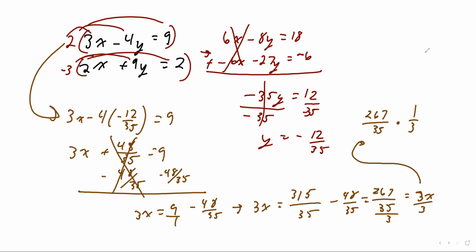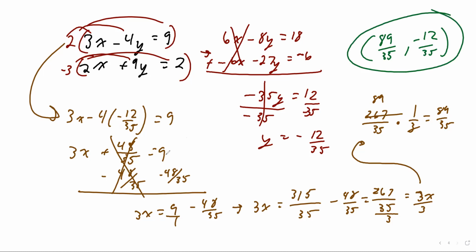I wonder if that will simplify. 267 divided by 3 does. So 3 goes into 267 89 times. So I get 89 over 35. So sometimes our answers are not nice and clean, but it's part of the algebra. All right, again, we write our answers as an ordered pair. So it's (89 over 35, -12 over 35). There you go. All righty.